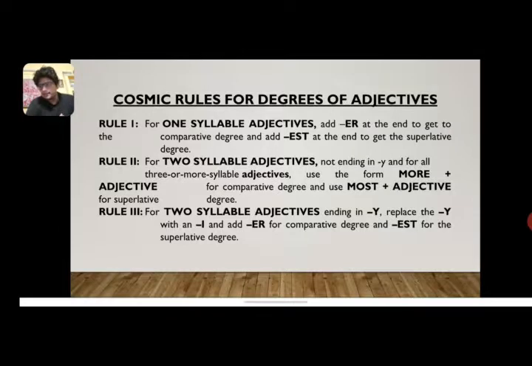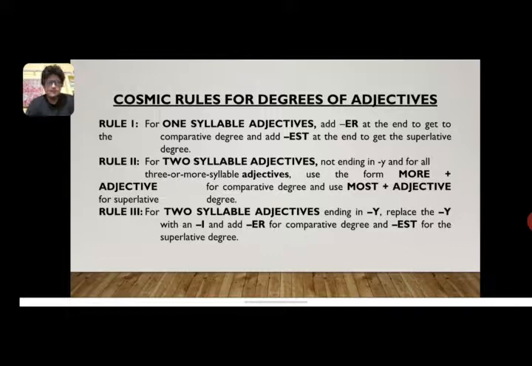For example, if I say generous, important, intelligent, all these take more and most. Generous will take up more generous as its comparative form. Similarly, most generous for its superlative form. Similarly, important becomes more important in the comparative form, whereas it becomes most important if we want to change it to the superlative degree. So this is how it goes.